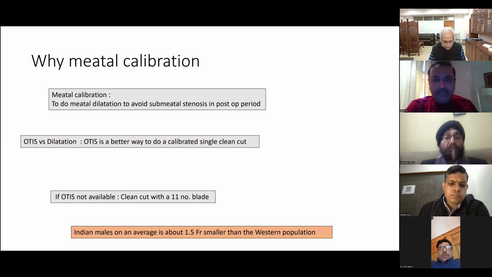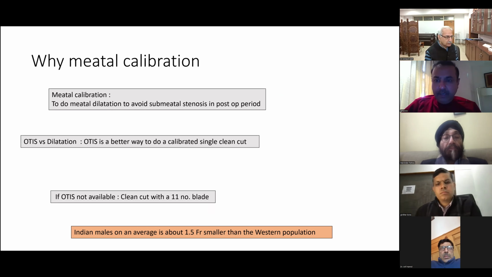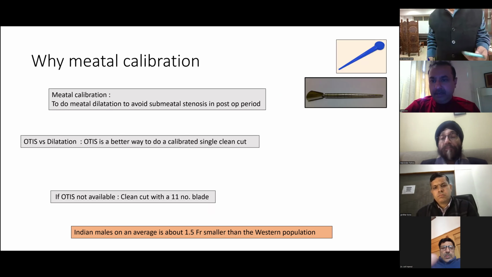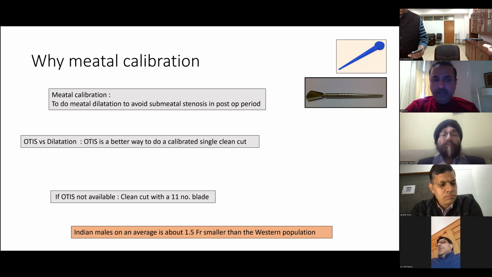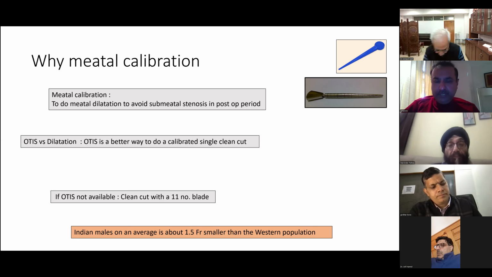Why meatal calibration? To do a meatal dilatation to avoid submeatal stenosis, which is the commonest complication post-TURP. So you use either a metal one or a plastic one, whatever you have in the department. You need to dilate the urethra, because to place a 26 French sheath you should have a good, nicely dilated urethra. In a pre-catheterized patient, you may or may not need that. But in a non-catheterized patient, you would always need either to do an Otis urethrotomy or dilatation.